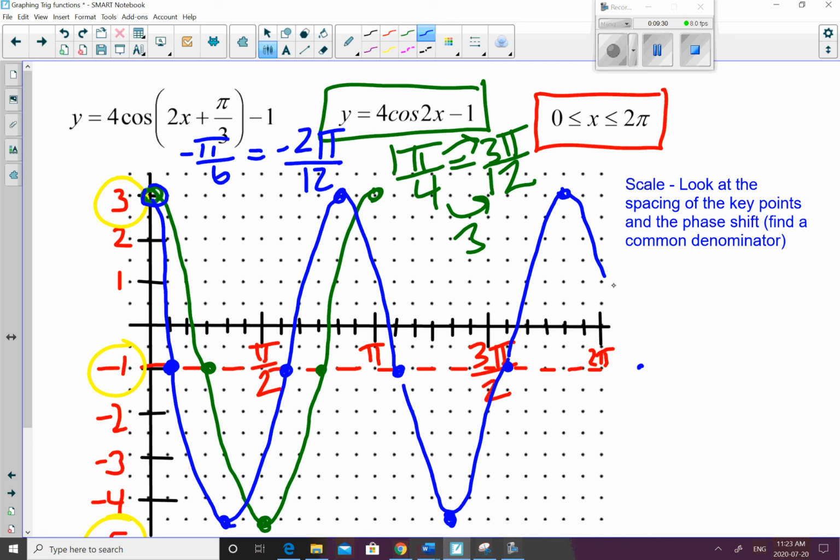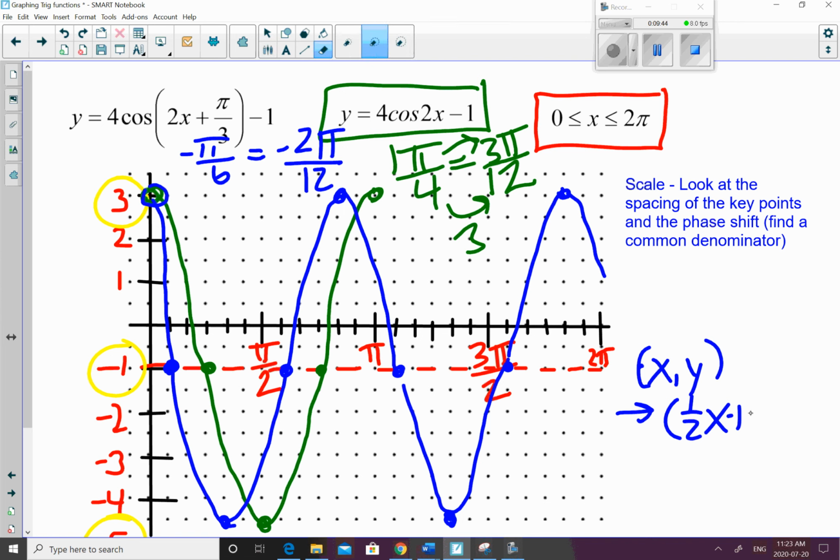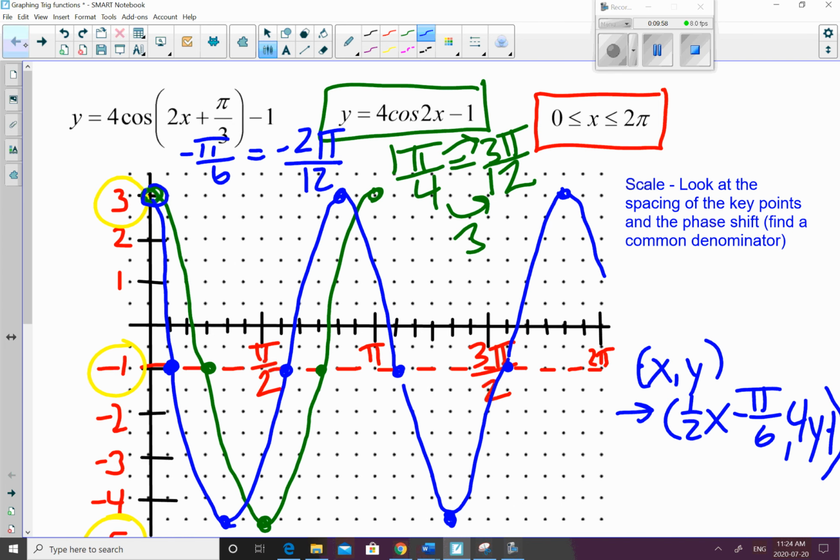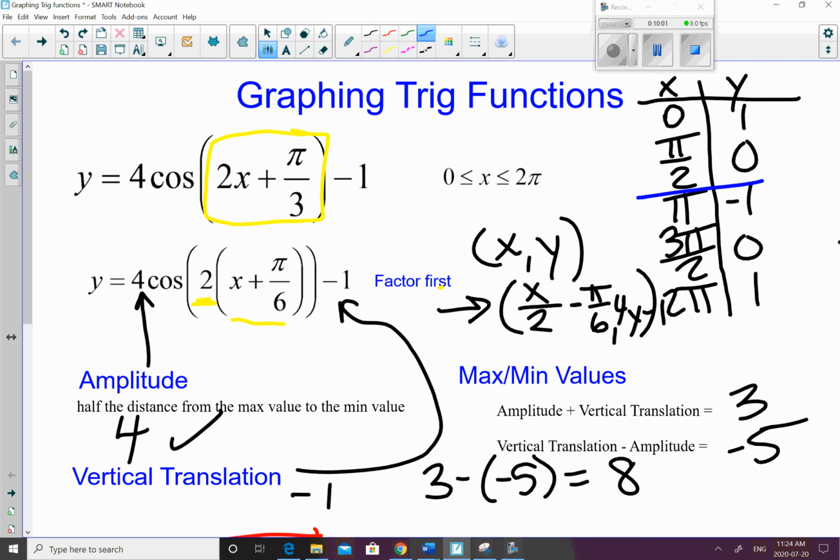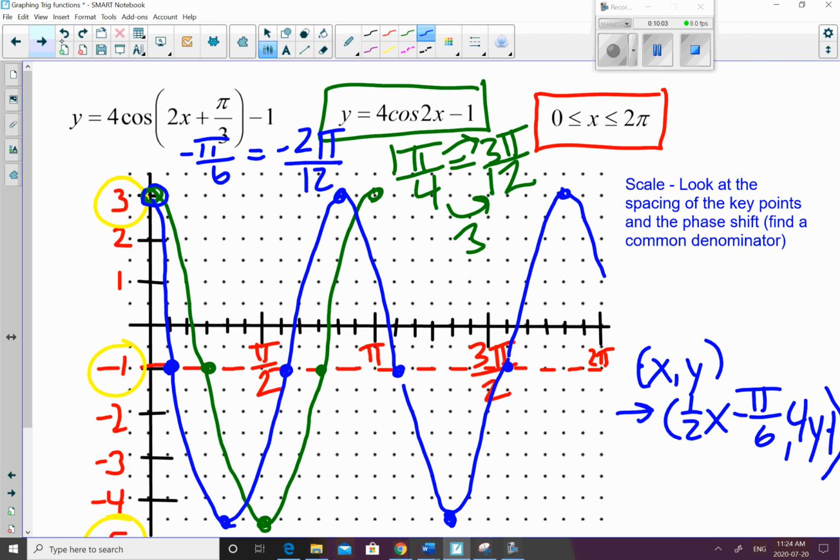Now I can check some of my key points with my mapping notation, which just a reminder, I'm taking a point on the original and I'm ending up with 1/2 of x, or x over 2, minus pi by 6. And the y value is being multiplied by 4, and I'm subtracting 1. So let's just take one of our sample points. So let's pick pi and -1. Let's see what happens to that point.